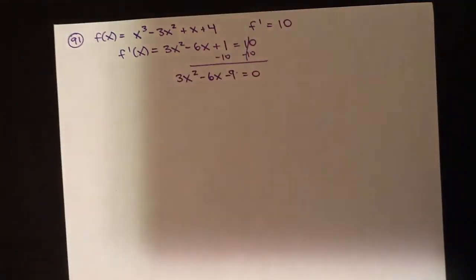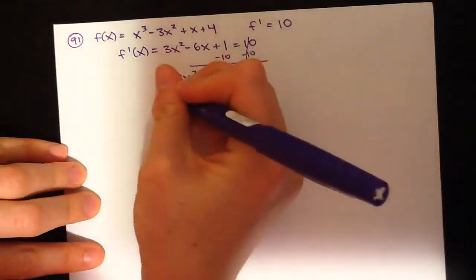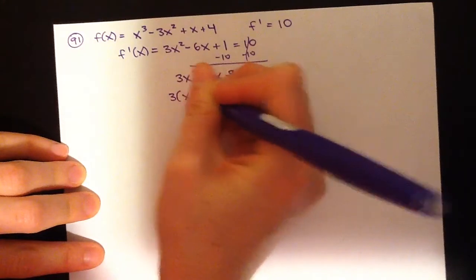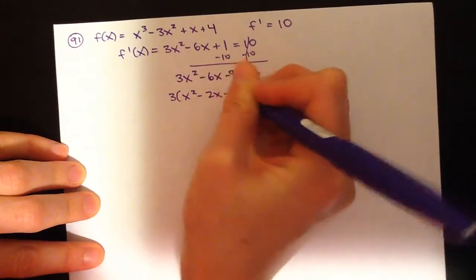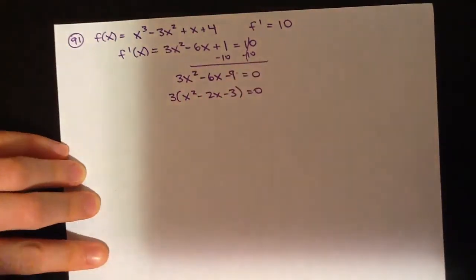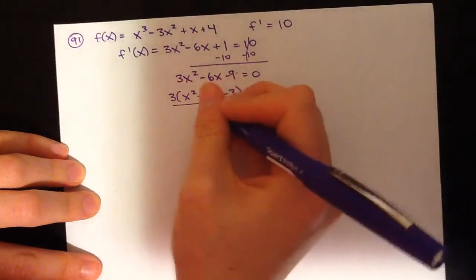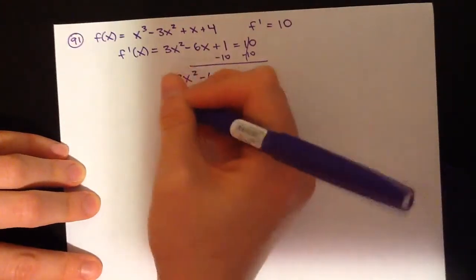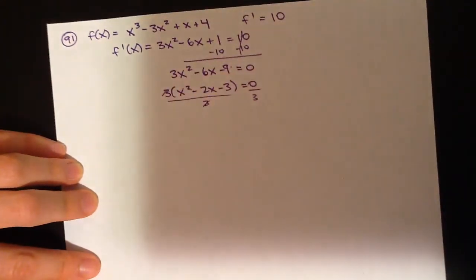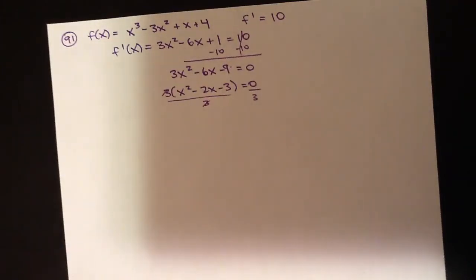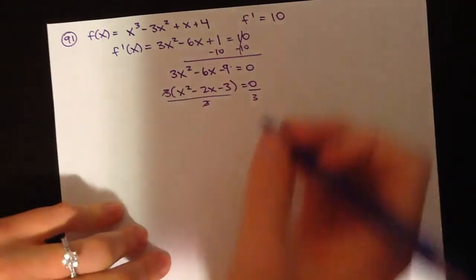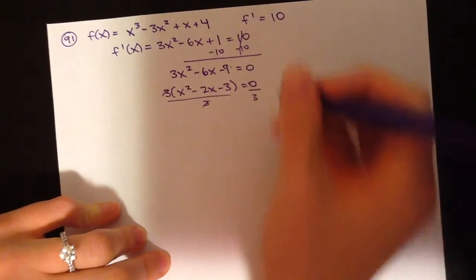So at this point, you might want to dive right into the quadratic formula if you're not a fan of factoring. But one thing you can hopefully see is that I can factor out a 3 from all of these pieces, and then I can just divide it out. So picture dividing both sides by 3, and this is just gone. And of course, 0 divided by 3 is 0. And then I've got x squared minus 2x minus 3.